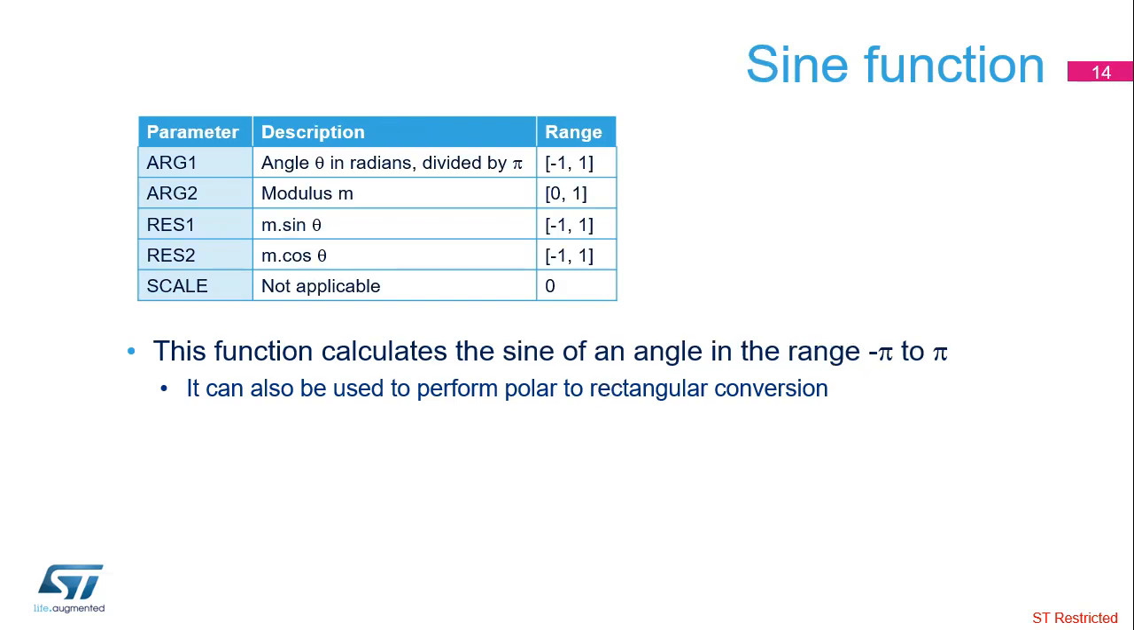This slide describes the features of the sine function. The primary argument is the angle theta in radians. It must be divided by pi before programming arg1. The secondary argument, m, is the modulus. If m is greater than 1, a scaling must be applied in software to adapt it to the Q1.31 range of arg2. The primary result, res1, is the sine of the angle multiplied by the modulus.